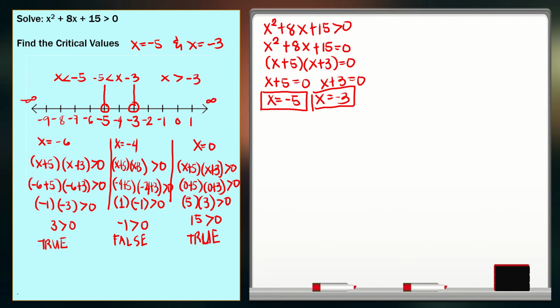So to find the answer, we conclude that the inequality is true for any values of x in the interval that is less than negative 5 and x is greater than negative 3. So our solution set would be x such that x is less than negative 5 or x is greater than negative 3.